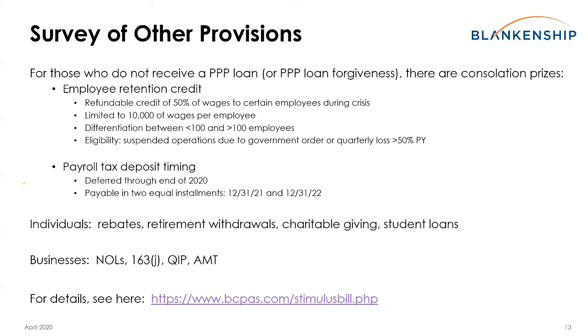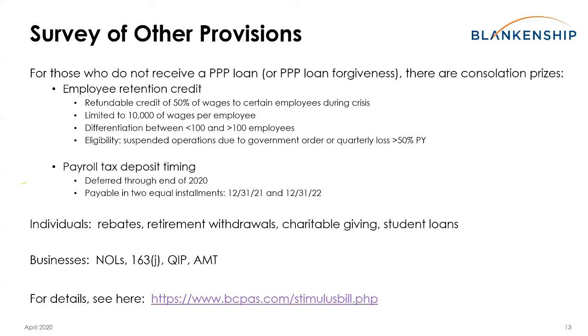So a business with 100 or fewer employees, all compensation to all employees would be eligible for the retention credit. If you're an employer over 100 employees, it's only to the extent that you furlough or have reduced employee hours for individuals that would be eligible for that credit. So if everything else is lost with the PPP, maybe a consolation is the employee retention credit. Hopefully, we'll have some more regulations around that in the next few days to give more clarity.